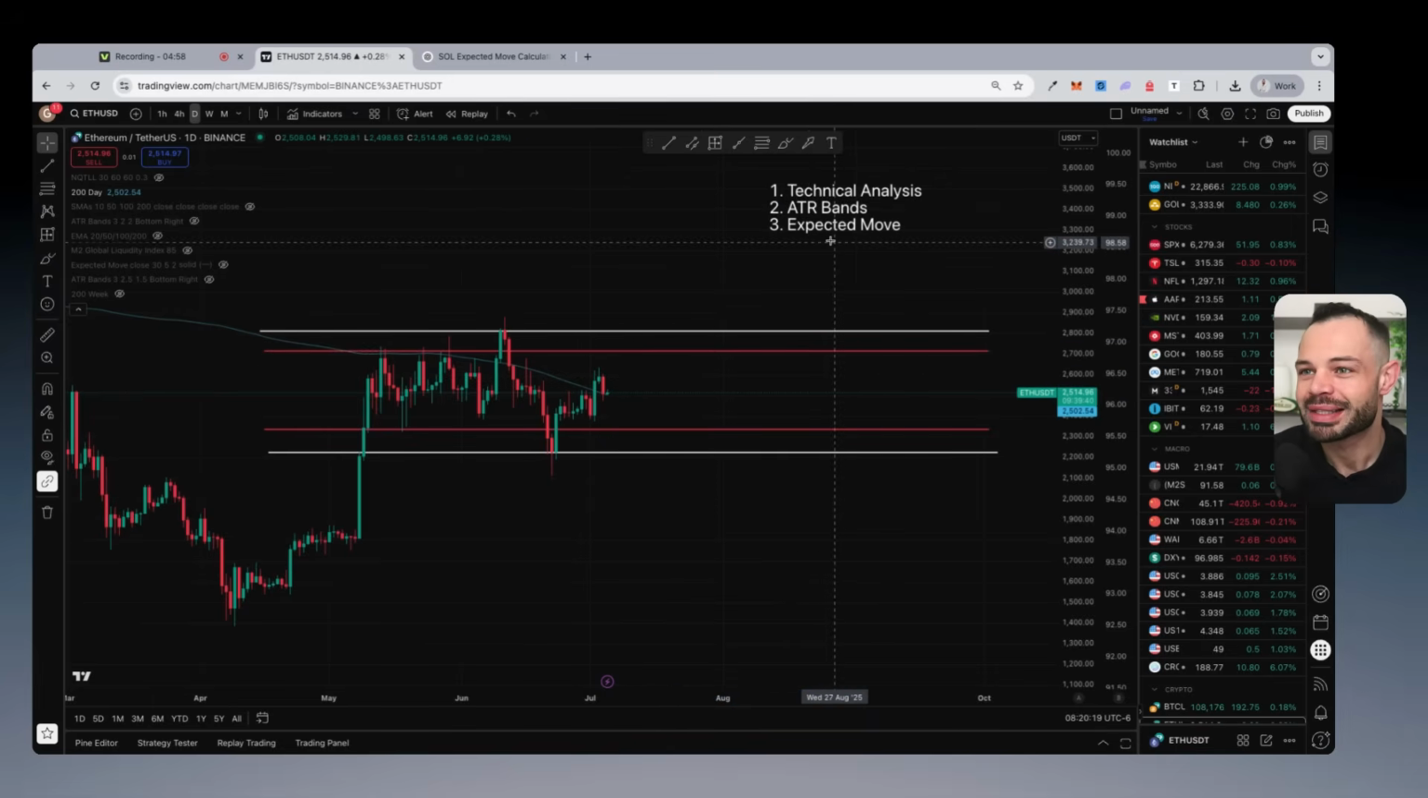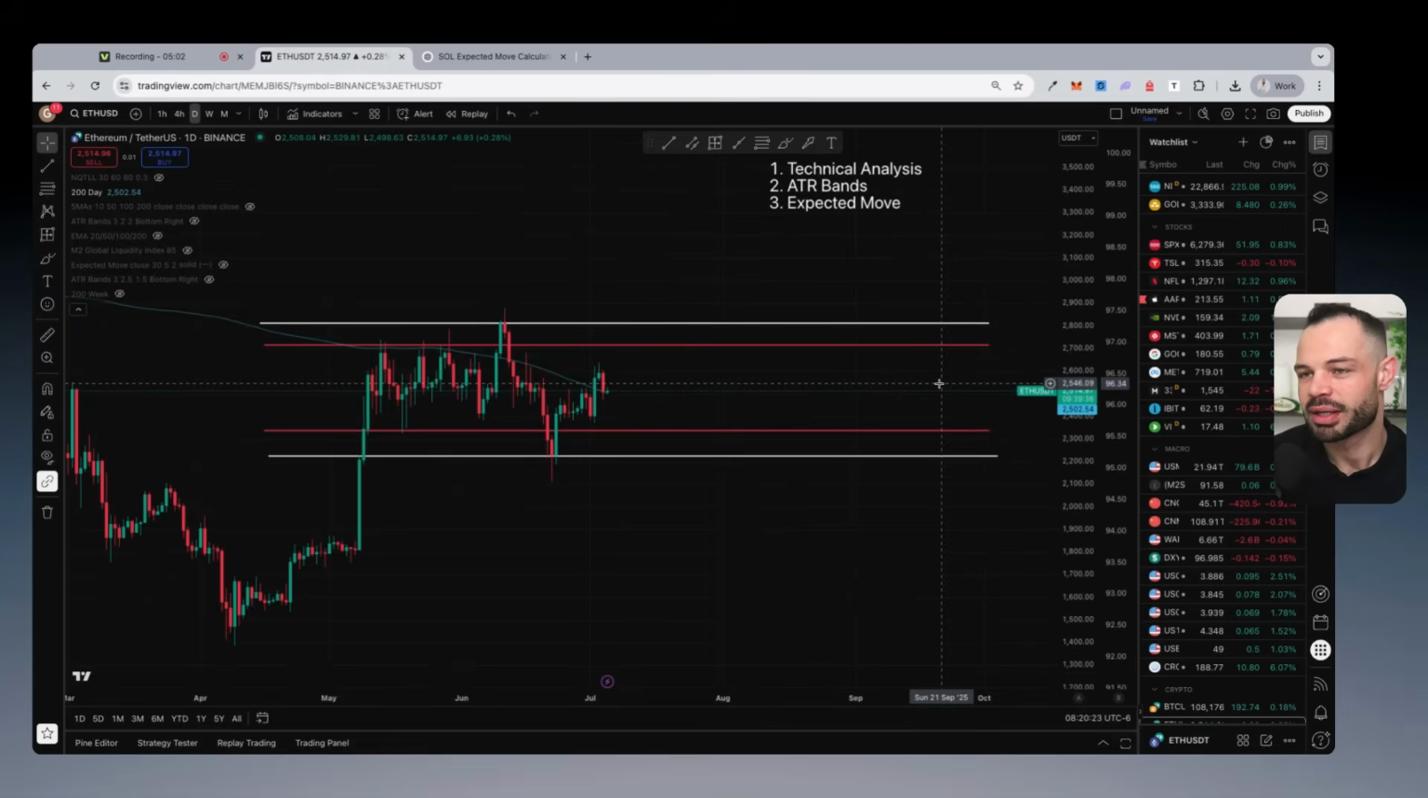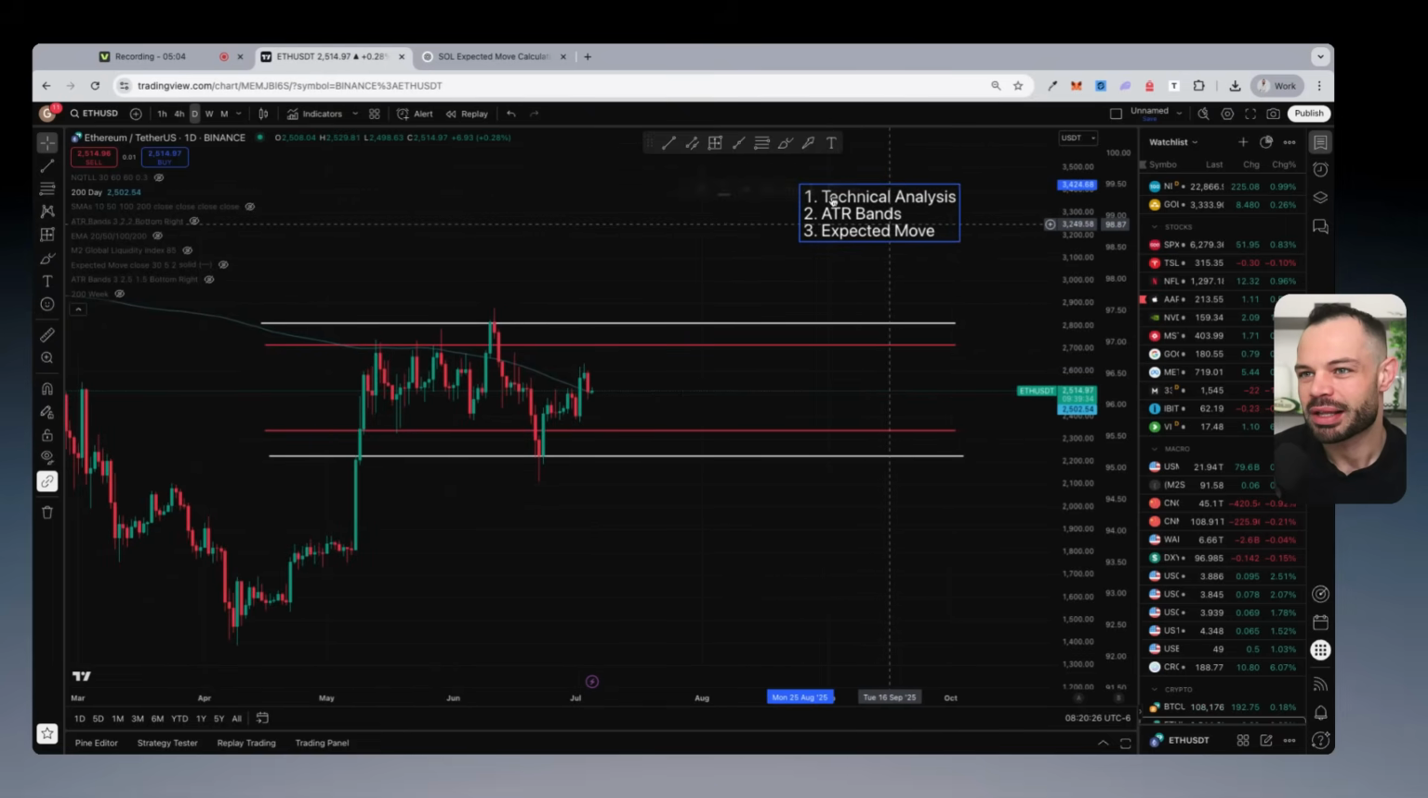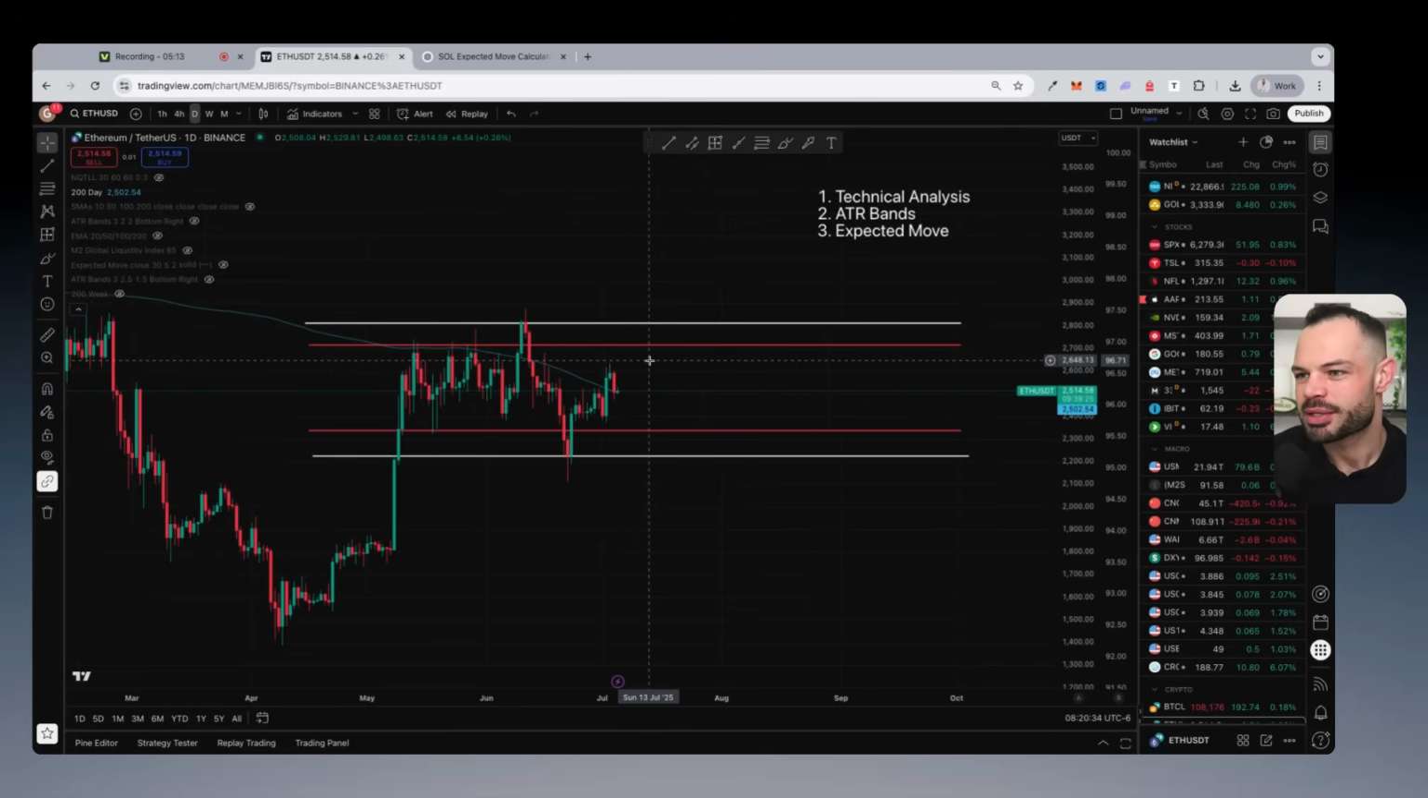Okay, the final calculation I'm going to do is the expected move calculation. What this is, it's essentially a calculation that allows us to understand how much volatility we could expect with Ethereum based on its historical volatility over the past 14 days. Again, in this example, you can use any look back period you wish, but we are going to use another indicator directly here in TradingView.